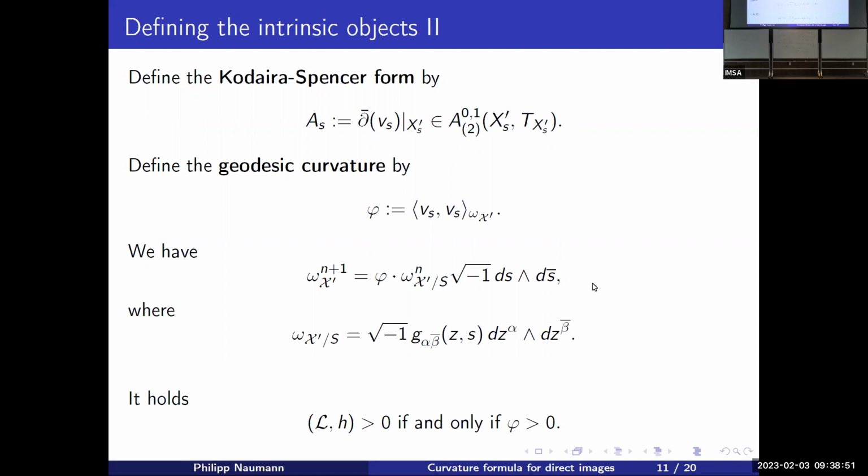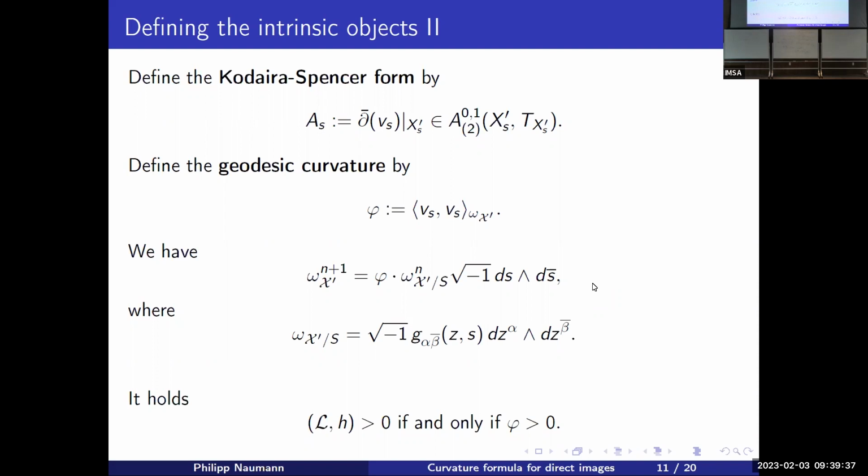And why is it called geodesic curvature? In a special case, you could look at a trivial fibration where also the line bundle is trivial, coming from the fiber, and where only the Hermitian metric is the thing that varies. In this case, such a fibration is given by just some curve in the space of Hermitian metrics on this L, and this is really the geodesic curvature of this curve in the space of Hermitian metrics. This name is then used in all those situations. This is the first intrinsic object, reflecting the variation of the Hermitian metric and its positivity.